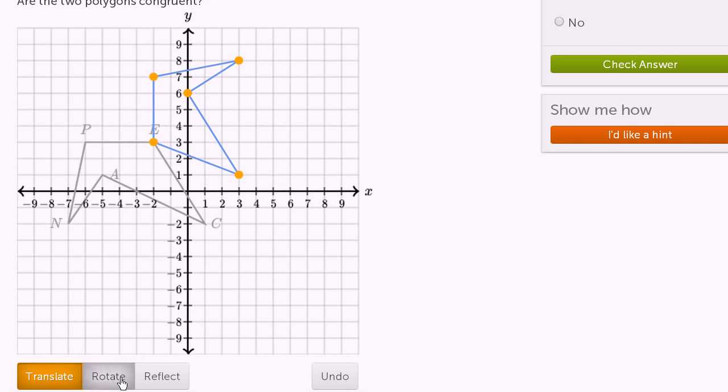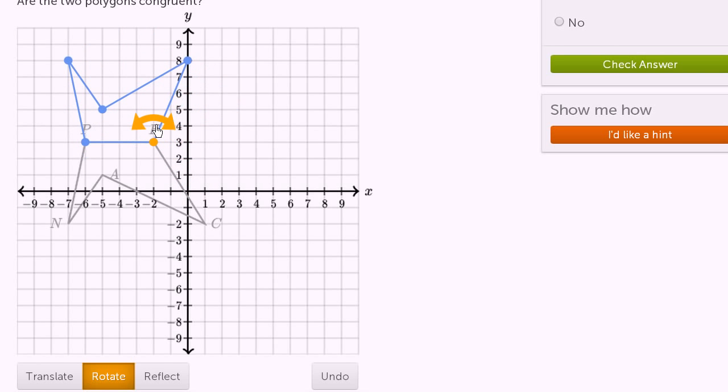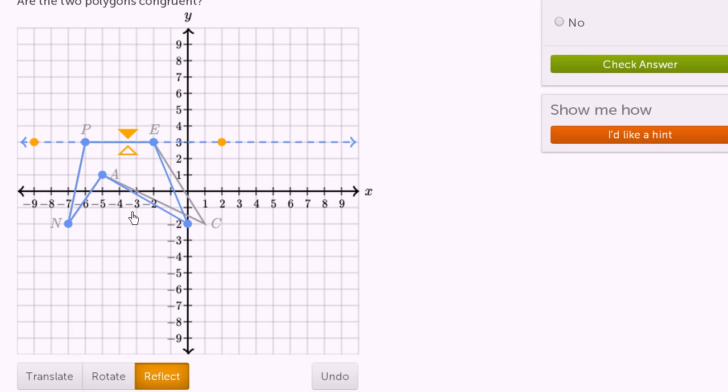Now let me try to rotate it a little bit. Whoops, I don't want to rotate there. I want to rotate around point E since I already have those on top of each other. So just like that. And it looks like now if I reflect it across that line, I'm going to be, oh no, I'm not there. You see, this is tricky.